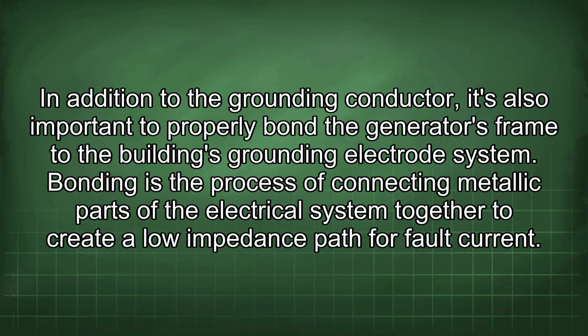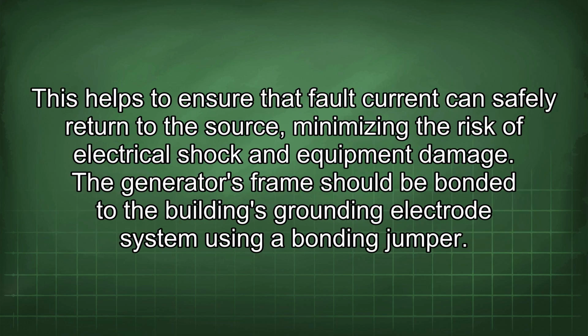In addition to the grounding conductor, it's also important to properly bond the generator's frame to the building's grounding electrode system. Bonding is the process of connecting metallic parts of the electrical system together to create a low impedance path for fault current. This helps to ensure the fault current can safely return to the source, minimizing the risk of electrical shock and equipment damage.